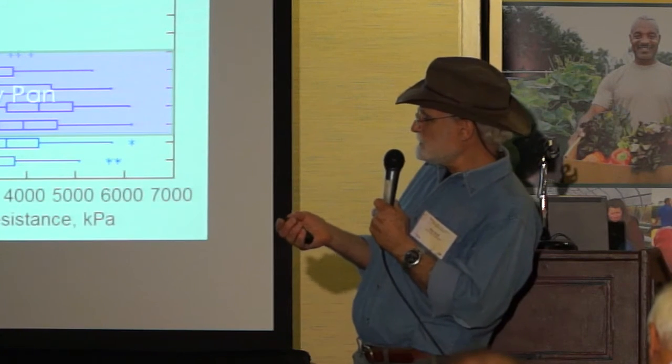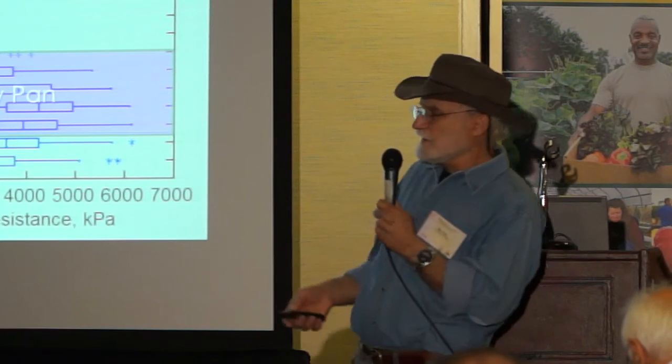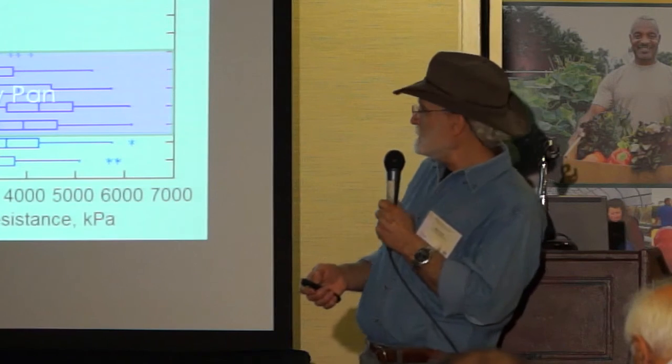This is taking measurements every 2 inches through the profile, and you can see this clear plow pan effect that almost every ag field has. It's probably legacy, even if you haven't been tilling for a long time.